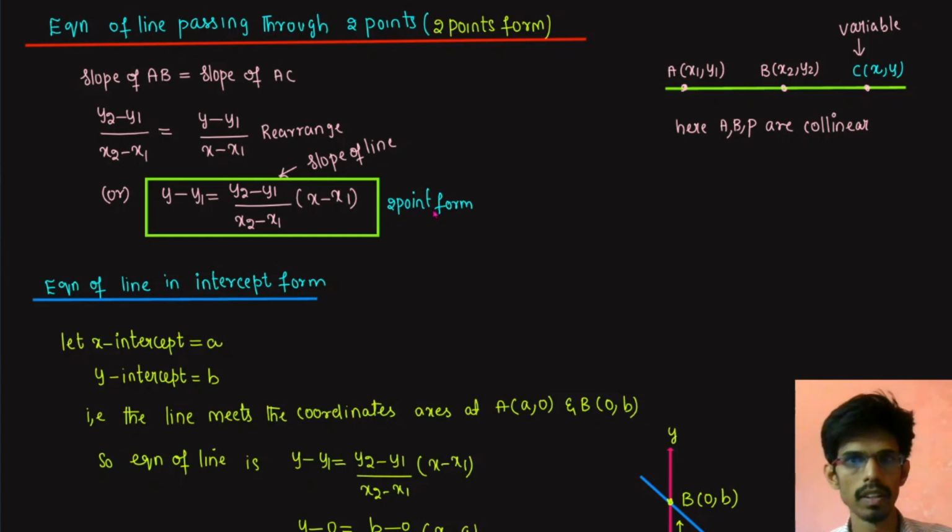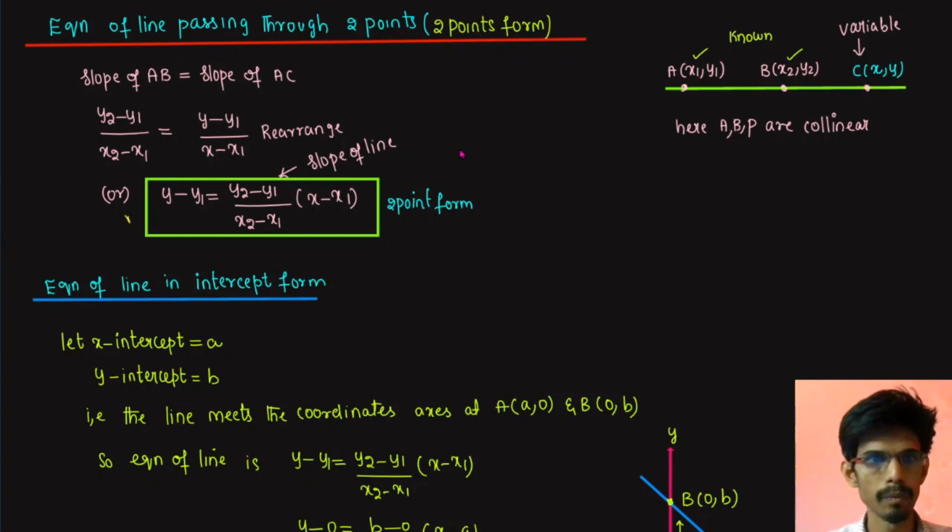Here this equation is passing through two known points A and B. The point A and point B will be known to us. So whenever we have two known points, then we use this equation. Remember this equation, y minus y1 is equal to y2 minus y1 by x2 minus x1 into x minus x1.